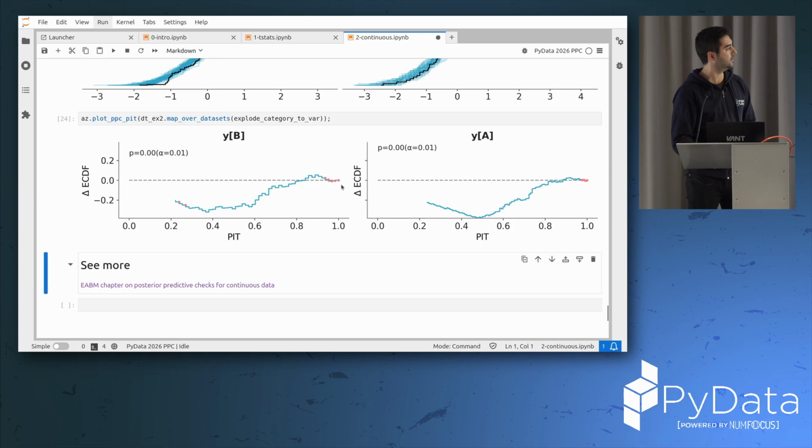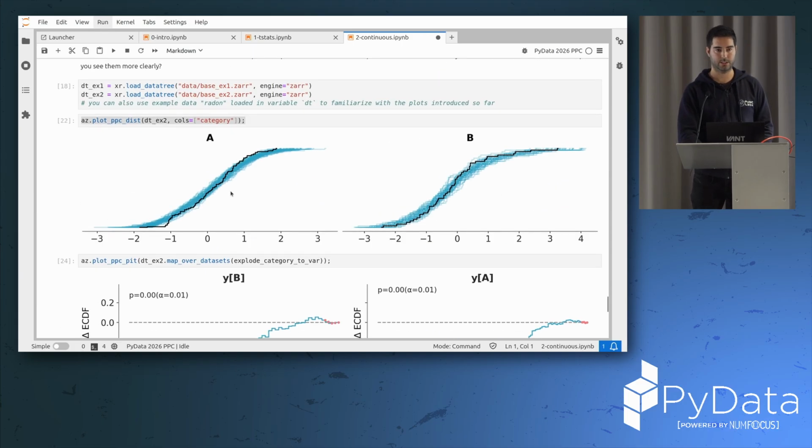And here we can see that indeed both categories are slightly biased.